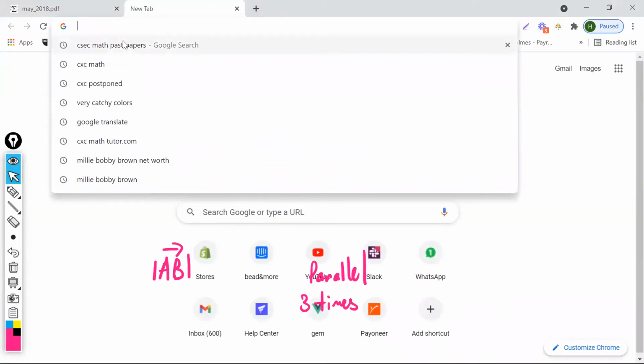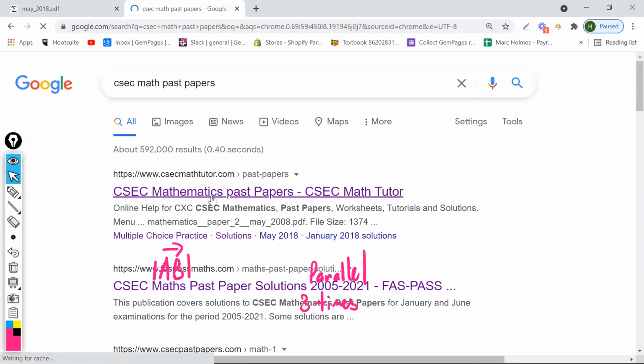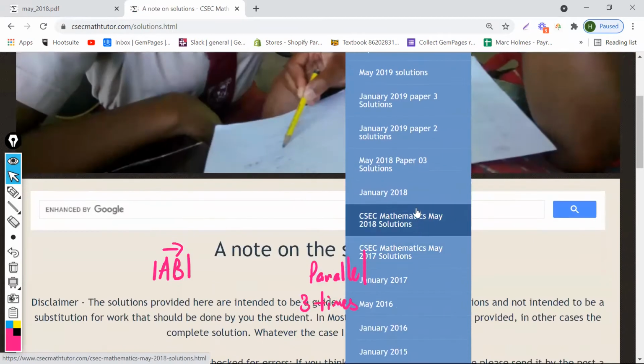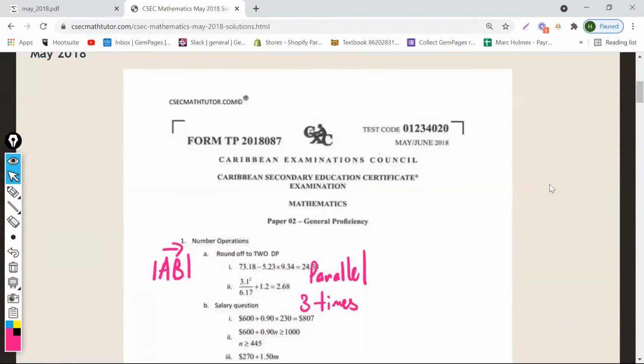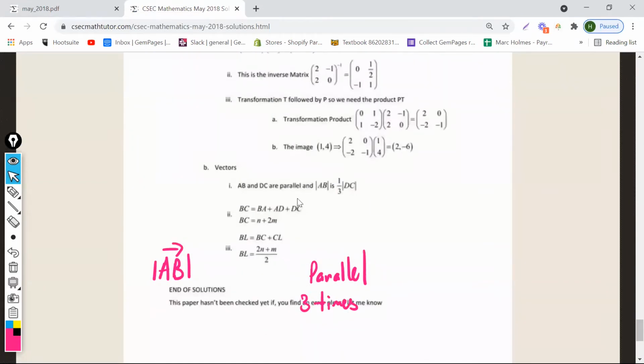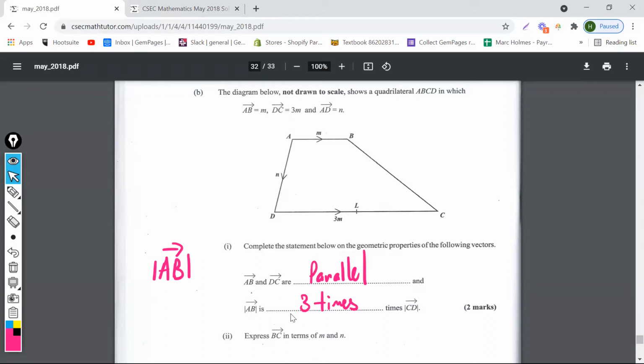Let's check if it's right though. Solutions, May 2018. Last question. Parallel, 1/3. Yep. Well, AB is 3 times CD. Yeah, so this is not 3 times, guys. Sorry about that. This is 1/3. AB is 1/3 times CD for sure.